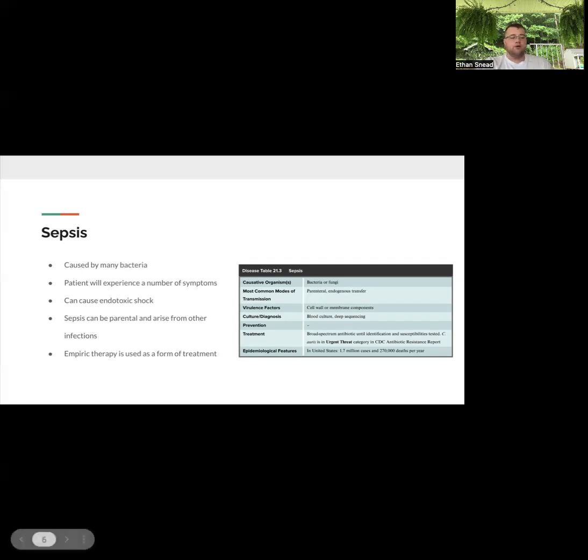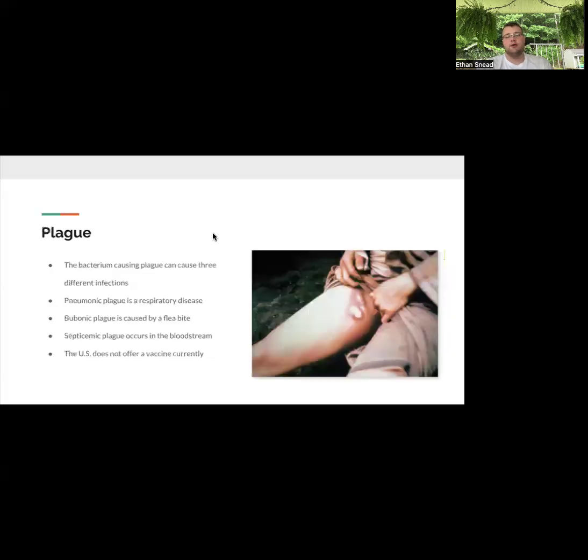One common type of treatment is empiric therapy, and it's begun right after the blood cultures are taken. It also begins with a broad spectrum antibiotic that tries to tone down the inflammation and kill the infection. To the right here is another disease table with the different aspects of sepsis if you wanted to look at that now.